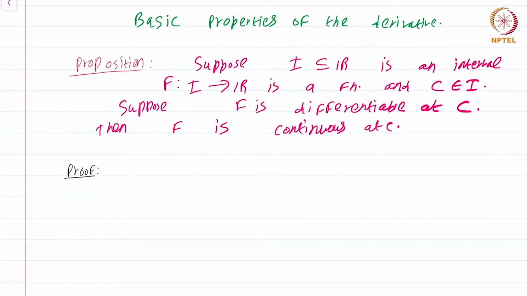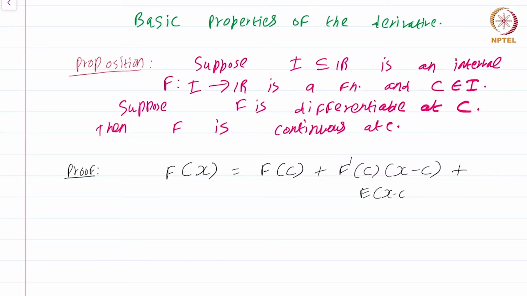Let's consider what the second interpretation of the derivative as a good linear approximation allows us to prove this quickly. Let's see how it does that. We know that f of x is equal to f of c plus f prime of c into x minus c plus this error term of x minus c into x minus c.